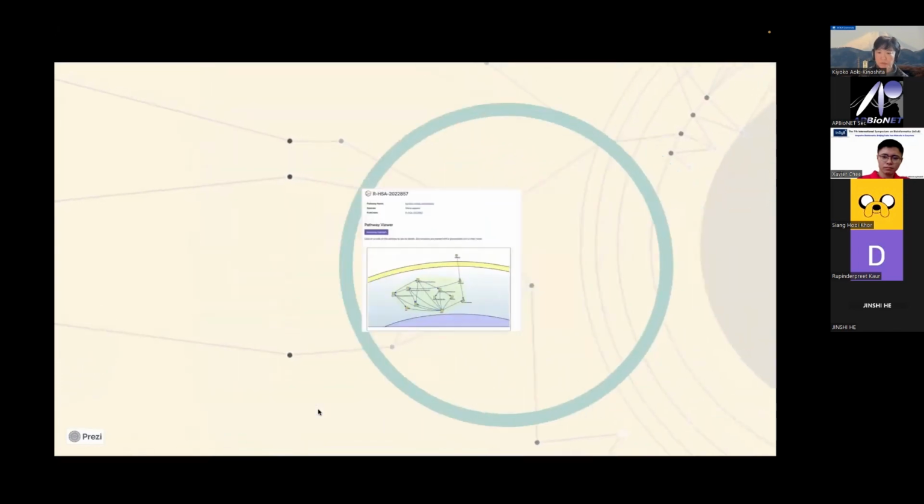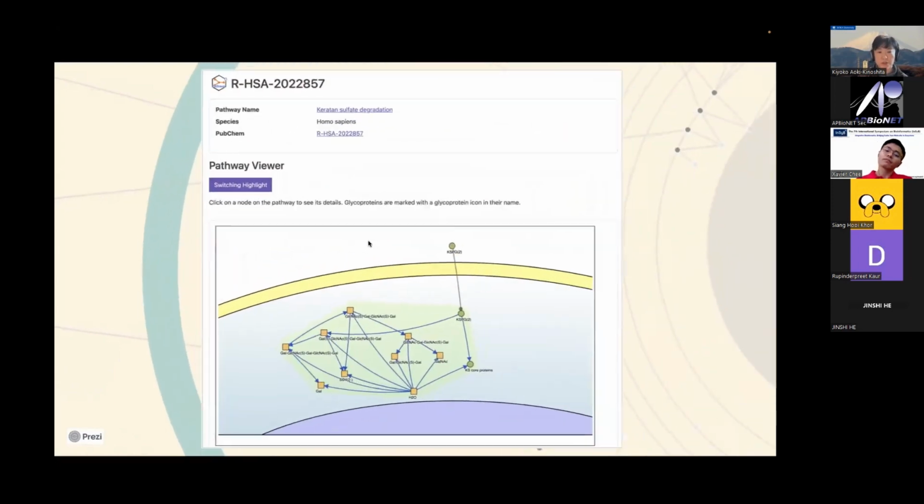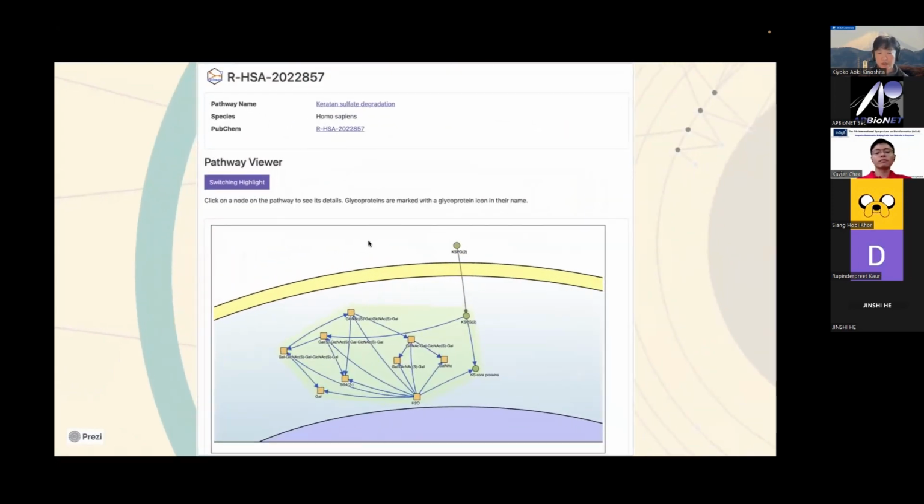For one example, there's so much data I don't have time to go through all of them, but this exemplifies all the data that's been integrated into Glycosmos. We've taken data from Reactome, the Reactome database, which is already in RDF on the semantic web.